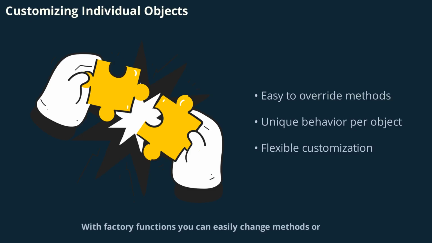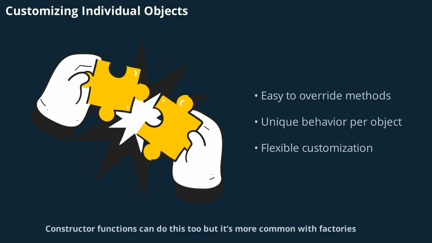With factory functions, you can easily change methods or properties on individual objects without affecting others. For example, you can override the talk method for one person, and it won't change for others. This flexibility is useful when you need unique behavior for specific objects. Constructor functions can do this too, but it's more common with factories.